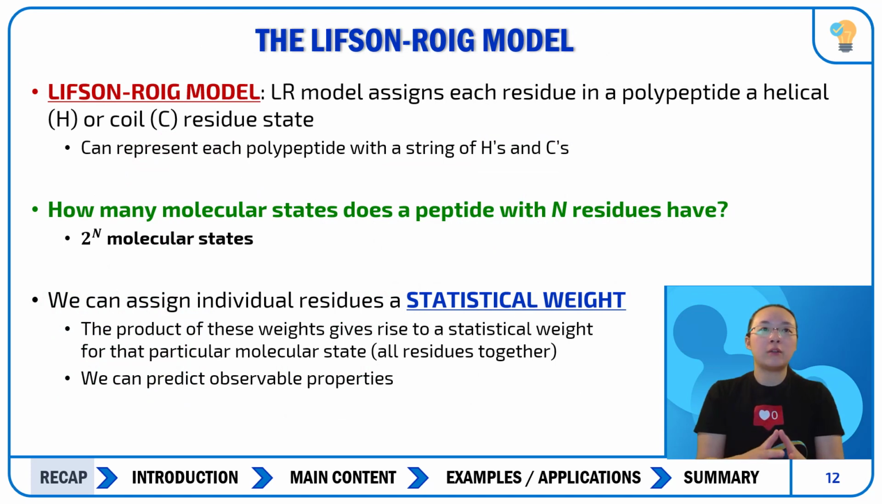So then we called this model with the helix-coil transitions the Lifson-Roig model, which basically is a step above a graphical representation. It now assigns a statistical weight to the polypeptide's residues. So every residue can be either in a helical H or coil C state. So we assign a statistical weight to each one so that we can predict the fraction of the polypeptide that's in a helical or a coil state.